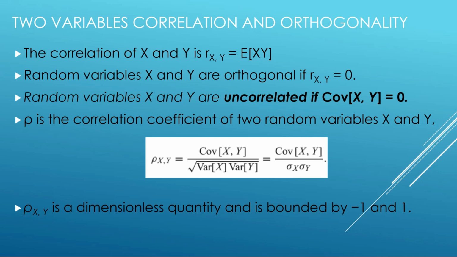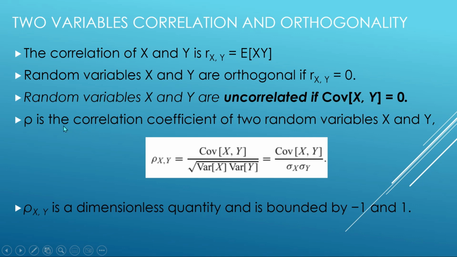Random variables X and Y are uncorrelated if covariance of X and Y is equal to 0. So orthogonality is different from uncorrelation. Two random variables are called uncorrelated if covariance is equal to 0, but if the expected value of the product of the two random variables is 0, then they are orthogonal.